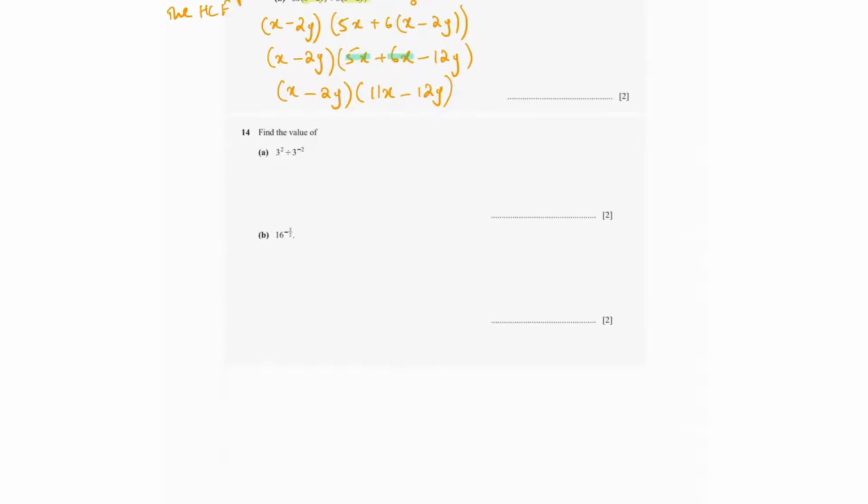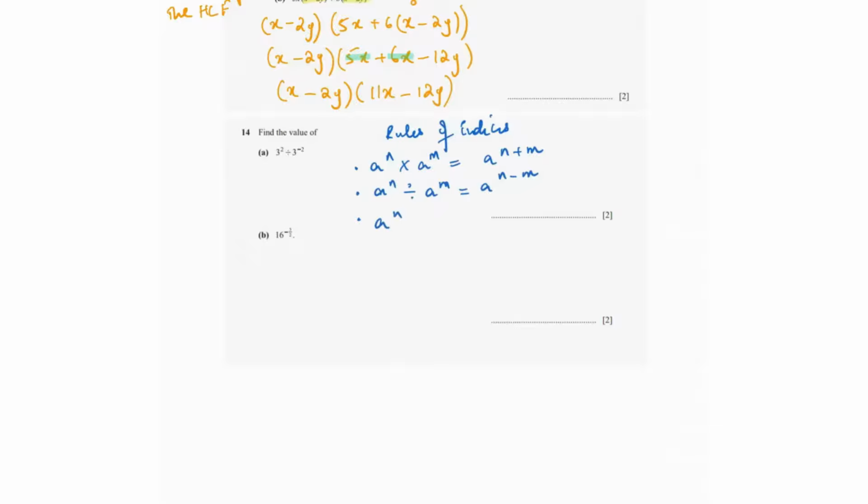Then the next thing is your rules of indices. You have to memorize your rules of indices. I've already covered them in the indices video, but I'll still go through it again. Your rules of indices state that when you have similar bases being multiplied, you add the powers. Base remains the same, the power gets added. Then if they're being divided, you subtract the powers.